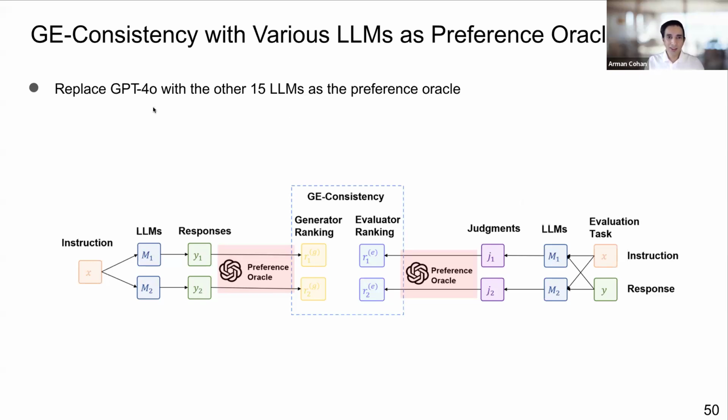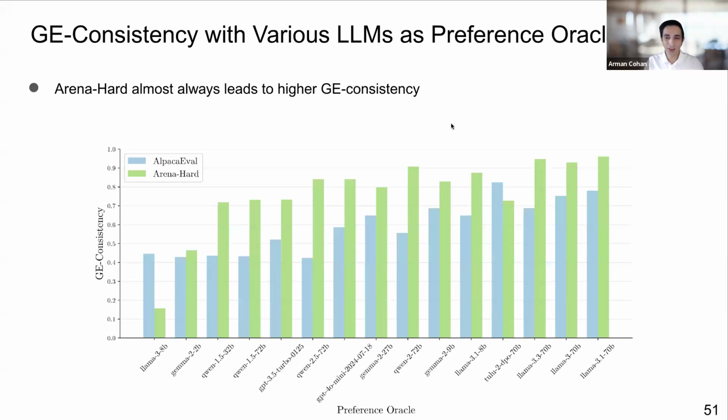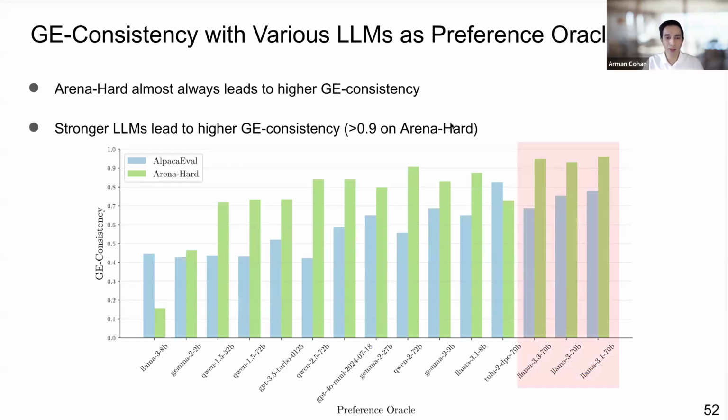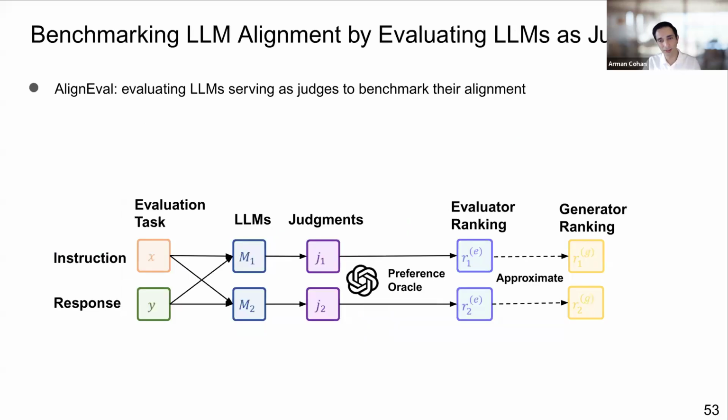Cool. So then the next question, related to Inge's question, was: if we replace GPT-4o with other models as the preference oracle, do we still see the same GE consistency? And the short answer is kind of no. You basically need a strong model to get high GE consistency. However, with 70B models, you can still get above 90% GE consistency. So this suggests that if you use GPT-4o, which was a strong model at the time, you can get high GE consistency.